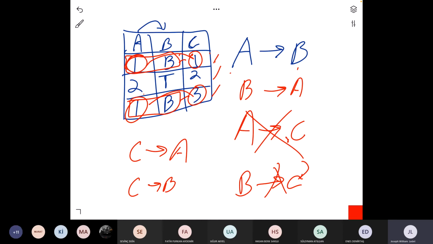I'm having fun playing with my little drawing pad application over here, but let's move back to the slides.